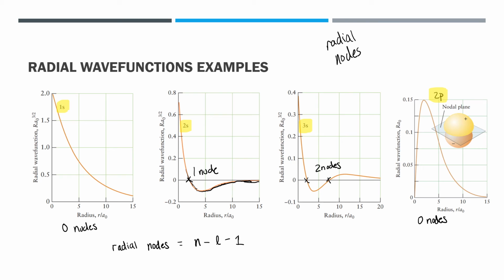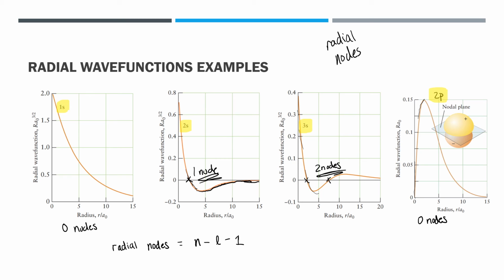With 3s we have 2 nodes now. It crosses 0 twice, right? So an important thing to see is that with 2s we have 1 node, with 3s we have 2 nodes. And with 2p, you can see we never cross 0. We start at 0, our wave function starts at 0, but we never cross 0, not like with our 2s where we cross 0. So we have 0 nodes for our 2p.